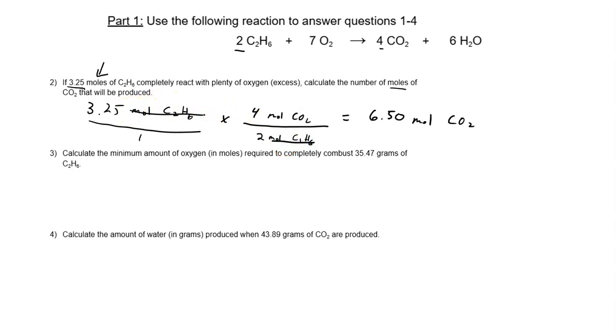All right? Number 3. Now, it says calculate the minimum amount of oxygen in moles. So my answer is going to be in moles. Required to completely combust 35.47 grams of C2H6. So again, we need to pay attention to units, and we can't do a gram to gram comparison. We have to convert to moles. So this number needs to be converted to moles first.